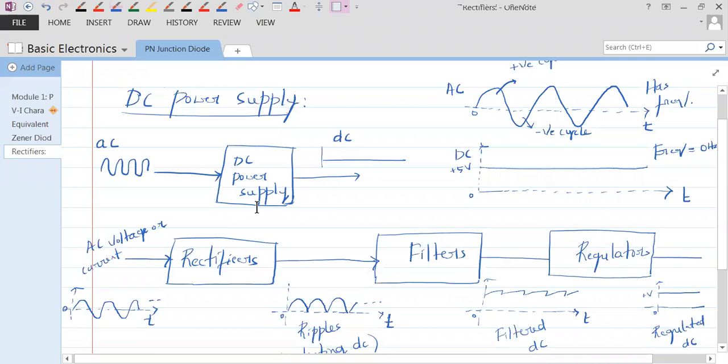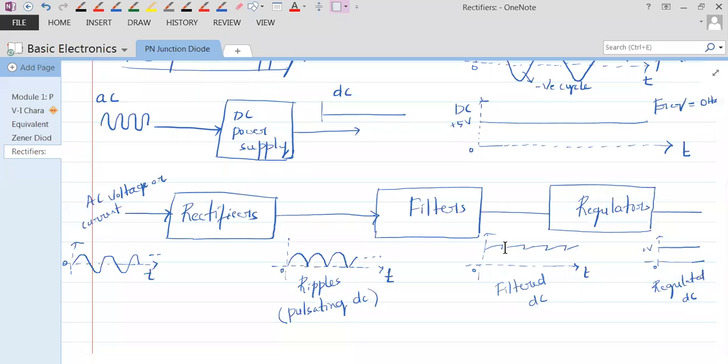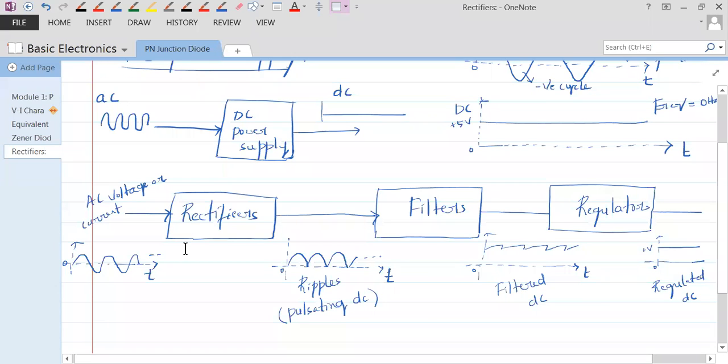Everybody understand that now? Okay, now we shall see how these rectifiers are designed using the diode. So what we are seeing is the application of the diode only. How a PN junction diode is made use of in these rectifiers is what we are seeing. Is it okay with you, everybody? Fine.